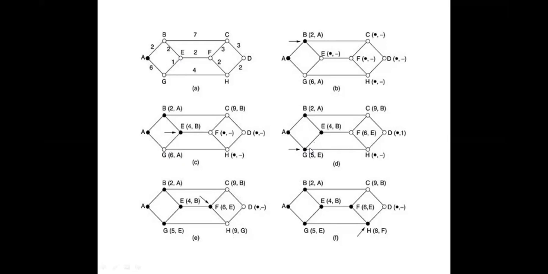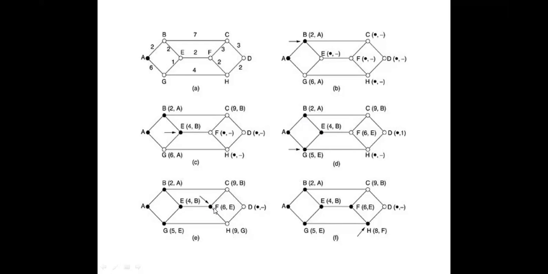That means this is the best path. From E, it is the best path to go to G. And then E to F. E to F is 2. Already B to E 4. So 4 plus 2, 6. So 6 comma E. Okay.